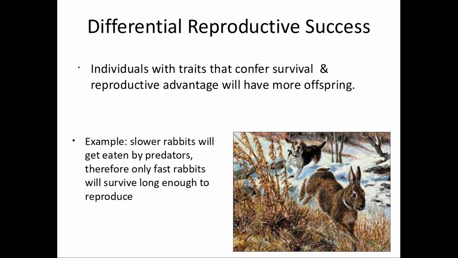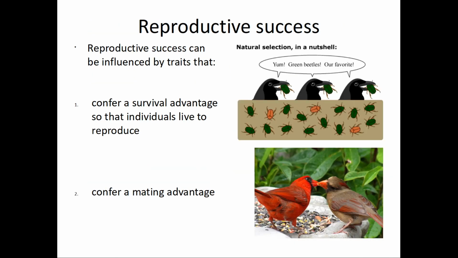Differential reproductive success. Individuals with traits that confer survival and reproductive advantage will have more offspring. So a fast rabbit gets away from predators, whereas slow rabbits will get eaten. That means the fast rabbits are more likely to live longer, and if they live longer, they're more likely to produce more offspring or to produce offspring at all. Reproductive success can be influenced by a survival advantage, so the individuals live to reproduce, and by a mating advantage.